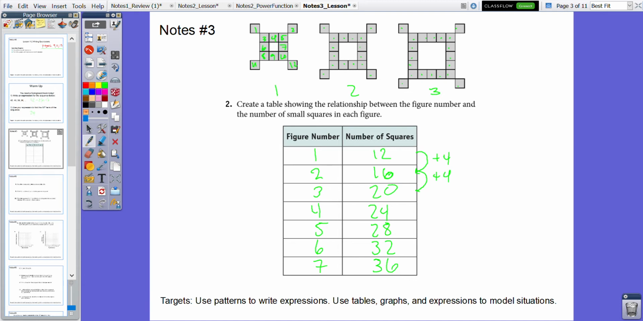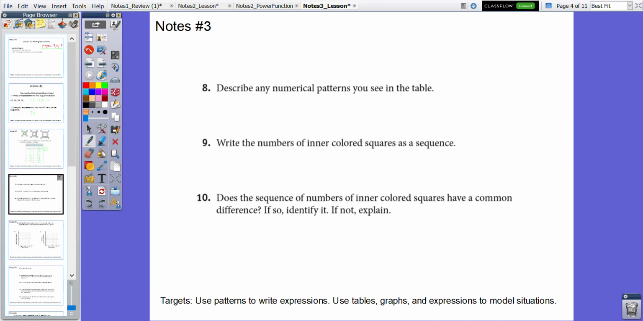Moving on to the next question, number 8, which is on page 10. Describe any numerical patterns you see in the table. For number 8, we know that the number of squares in the pattern increases by 4, starting at 12. That's how we can describe our pattern here.